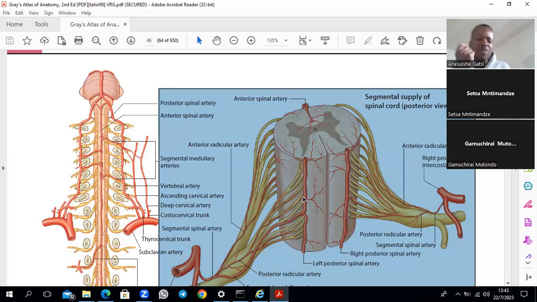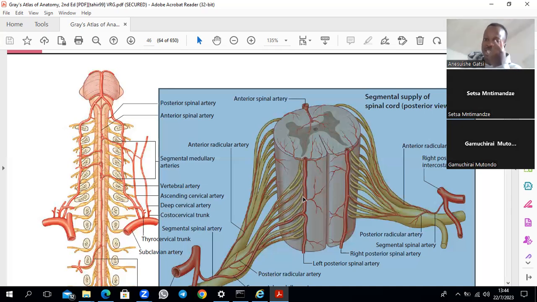But these arteries are very small. The spinal cord goes all the way down to the lumbar region, so they are reinforced by other arteries. For example, these two sets, the anterior and the posterior, carry blood for the cervical spinal cord. But they continue all the way down to the thoracic spinal cord, the lumbar spinal cord.